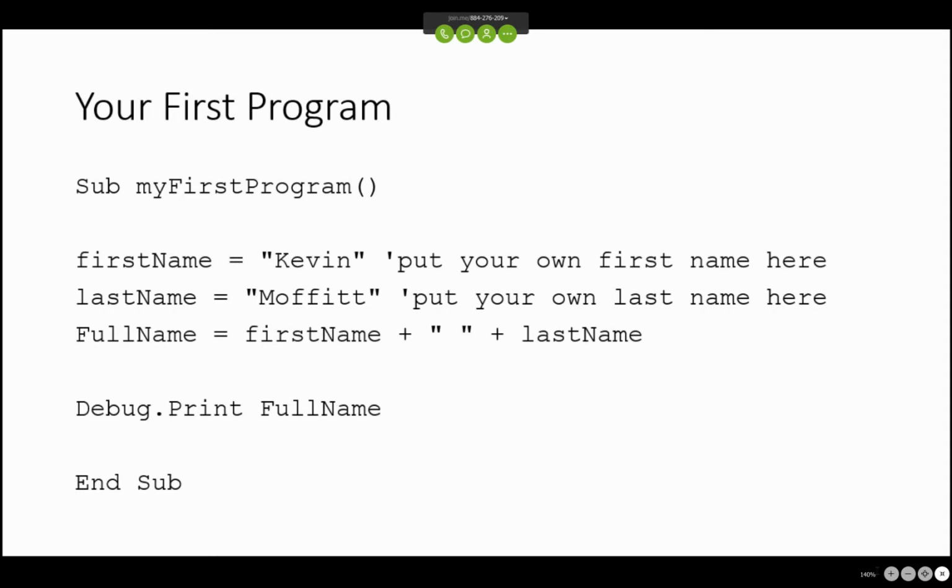Right, so you're ready now. You're ready to be initiated into the wonderful world of VBA programmers. So write your first program, and it's okay to copy, except put your own first name here and your own last name here. Well, let's go ahead and copy it and run it, and then we'll discuss how it works.